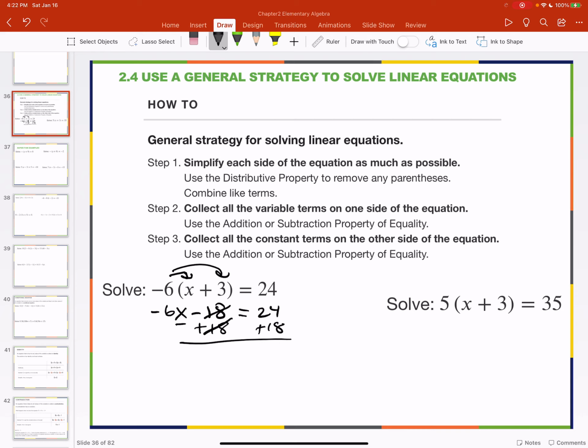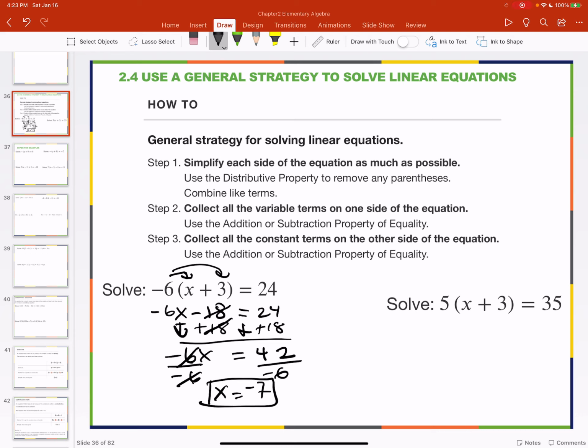Okay, so that's going to cancel this out and bring this down. That's going to be negative 6x. Bringing down the equal sign, that's going to be 42. And then divide both sides by negative 6, right? We're dividing by the coefficient of x. We get x is equal to negative 7.